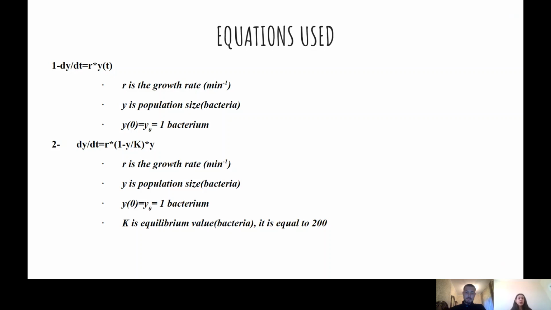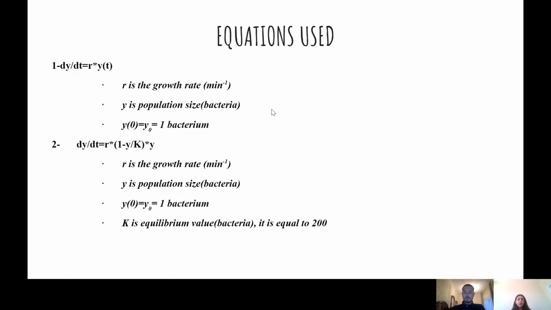Our second differential equation is dy dt equals r times 1 minus y over k times y, where r is still the growth rate in inverse minutes, y is the population size of bacteria, and the initial condition is 1 bacterium. K is the equilibrium value of the bacteria, and it is equal to 200, and we're going to see that it's the max capacity that the population of the bacteria will reach.